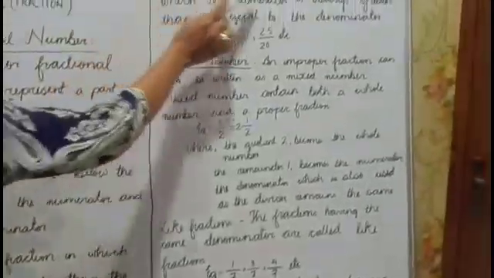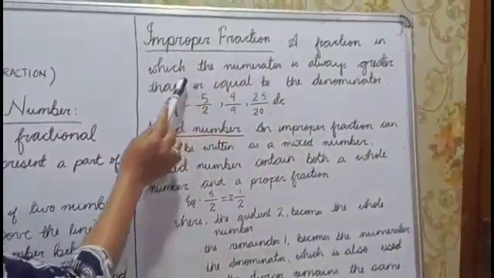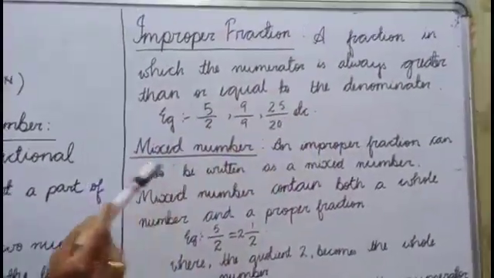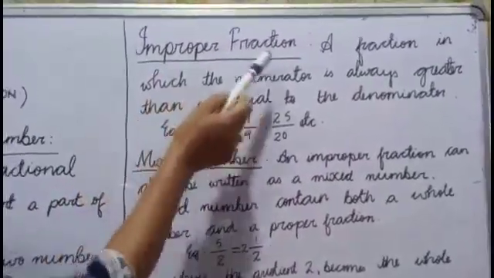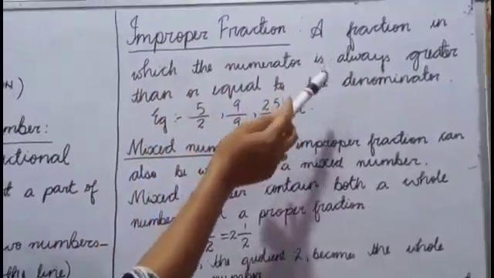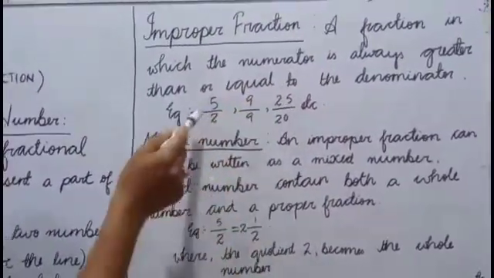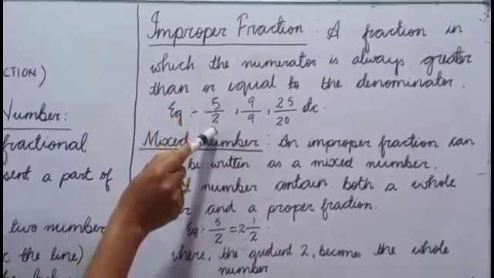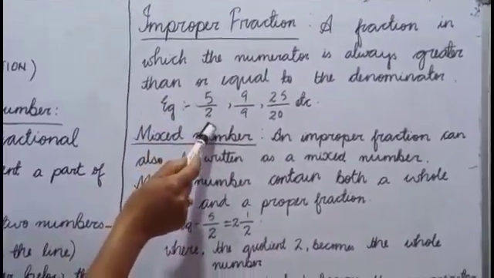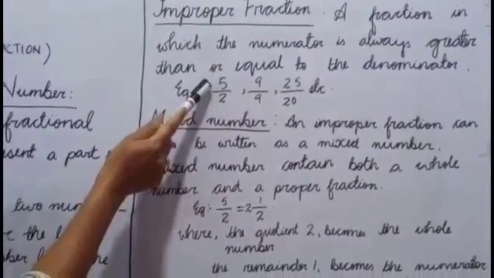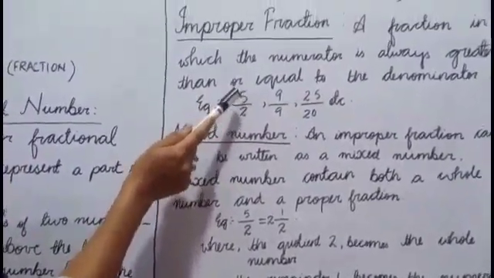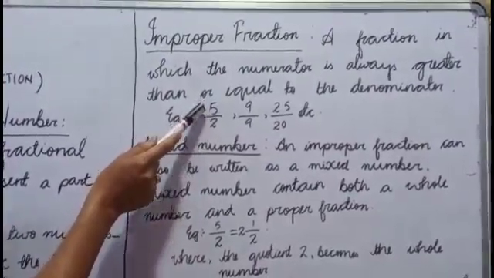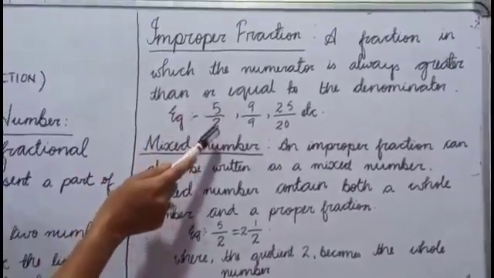Next, improper fraction. A fraction in which the numerator is always greater than or equal to the denominator. Improper fraction means a fraction where the numerator, the number above the line, is always greater than or equal to the denominator, the number below the line. In the first example, 5 by 2, the numerator 5 is greater than the denominator 2.